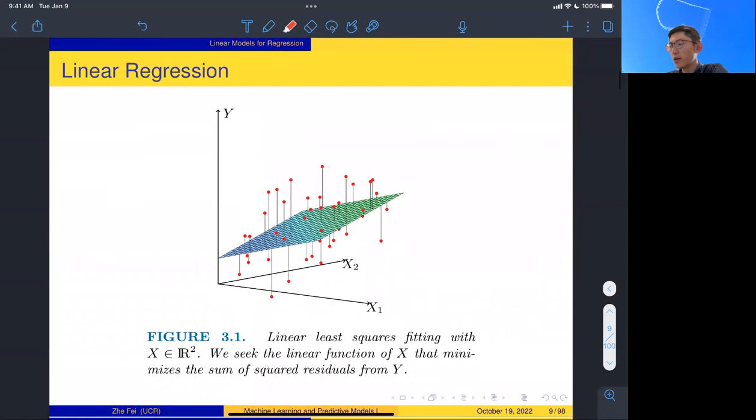The illustration here shows that for linear regression, because it is a linear function of x, this plane has no curvature. This is essentially the x transpose beta plane, our f of x. In other words, you can think of this as beta 0 plus beta 1 x1 plus beta 2 x2. That's what the plane indicates.